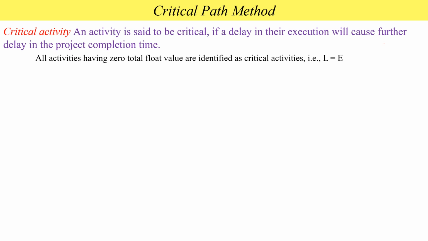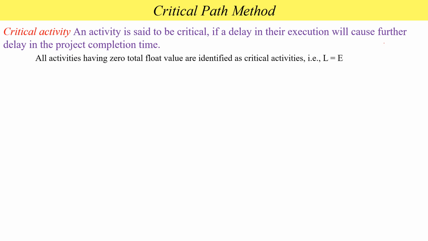In the previous lecture, we discussed how to calculate the total float, free float and independent float for a given network diagram. In this lecture, we will discuss the critical path method and we will solve one example problem to find a critical path for a given network diagram. First, we will see what a critical activity is.